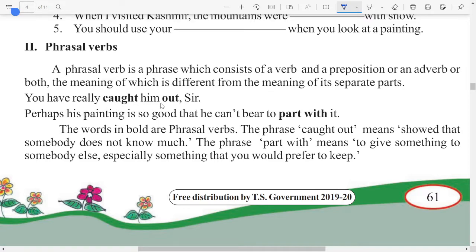You really caught him out, sir. You really caught him out in the sense. Look at this: perhaps the painting is so good that he can't bear to part with it. If you look at these two words in bold, these are phrasal verbs. The phrase caught out means showed that somebody does not know much. That means he's caught red-handed, kind of. That means he doesn't know anything. The phrase part with means to give something to somebody else, especially something that you would prefer to keep. That means simply to share with somebody else.